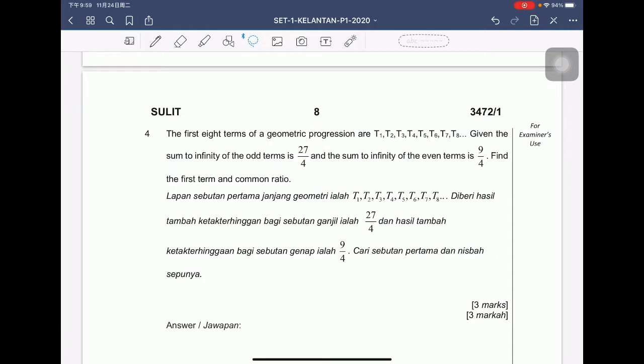The first 8 terms of a geometric progression are T1, T2, T3, and till T8. So the main point here is geometric progression. Given that the sum to infinity of the odd terms is 27/4, and the sum to infinity of the even terms is 9/4. Find the first term and the common ratio. Alright, so from here, it's very clear that there are two different equations involved.